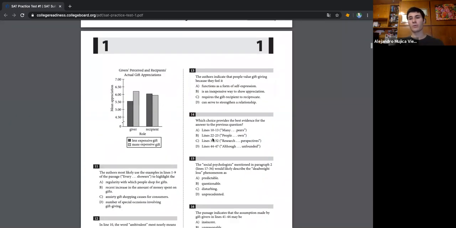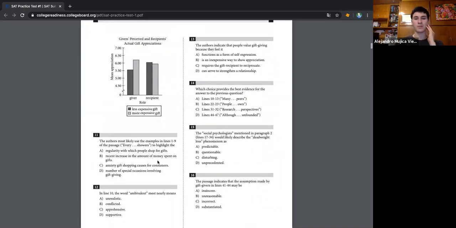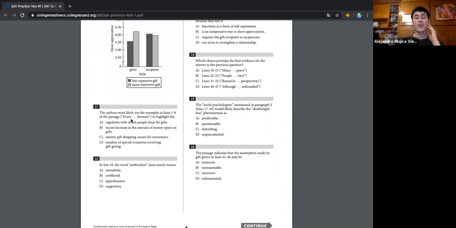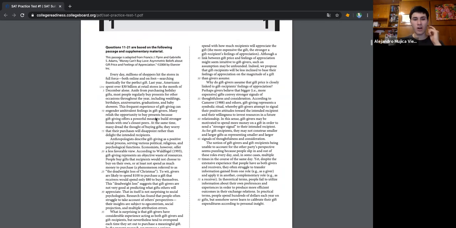Okay, there's a graph there that we will look at after as needed. The authors most likely use the examples in lines 2 to 9 in the passage, weddings, birthdays, anniversaries, graduations, and baby showers, to highlight... the examples are, let's see, 2 to 9, right?